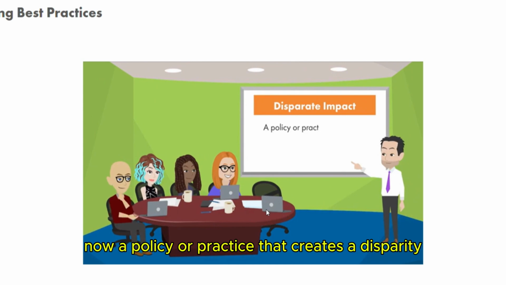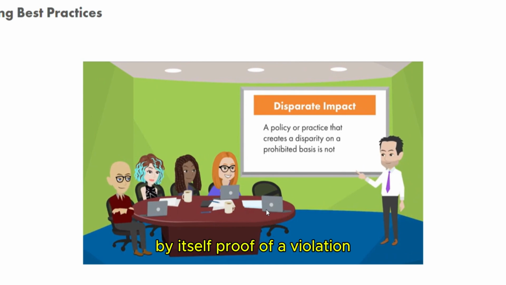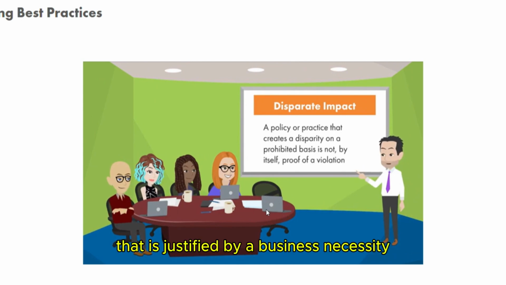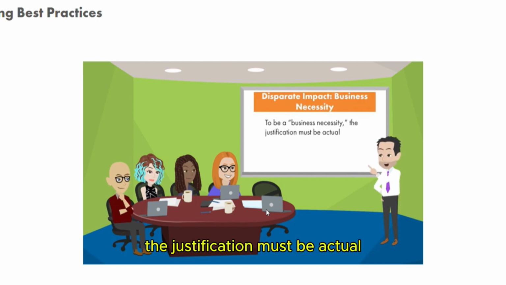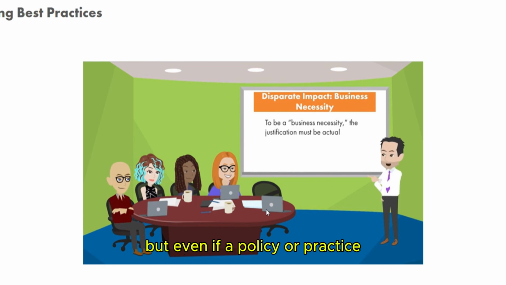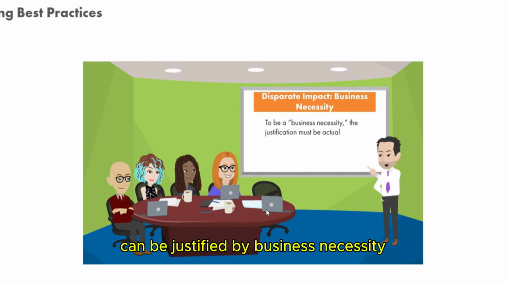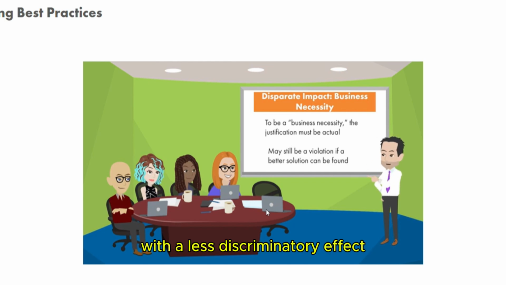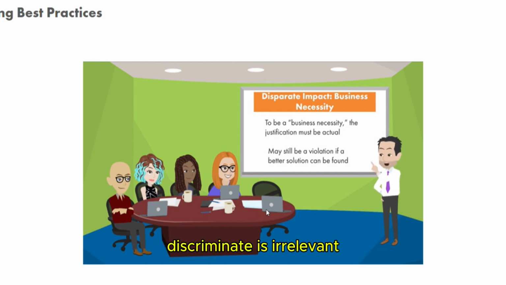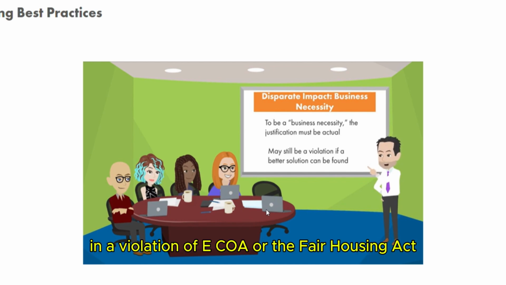Now, a policy or practice that creates a disparity on a prohibited basis is not by itself proof of a violation. For example, a policy or practice that is justified by a business necessity would not be a violation. In order to be a business necessity, the justification must be actual, not hypothetical or speculative. But even if a policy or practice can be justified by business necessity, it may still be found to be in violation if an alternative policy or practice could serve the same purpose with a less discriminatory effect. Whether or not the lender intended to discriminate is irrelevant when establishing a disparate impact in a violation of ECOA or the Fair Housing Act.